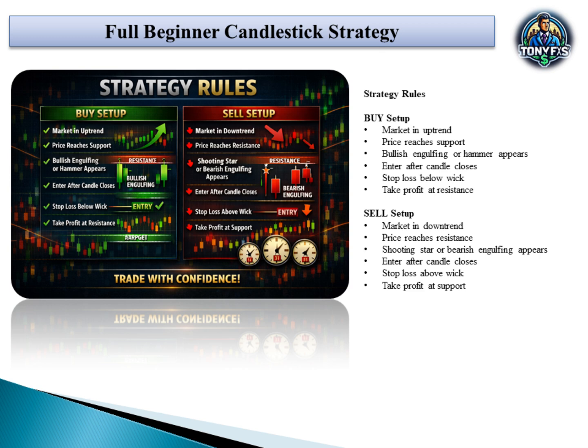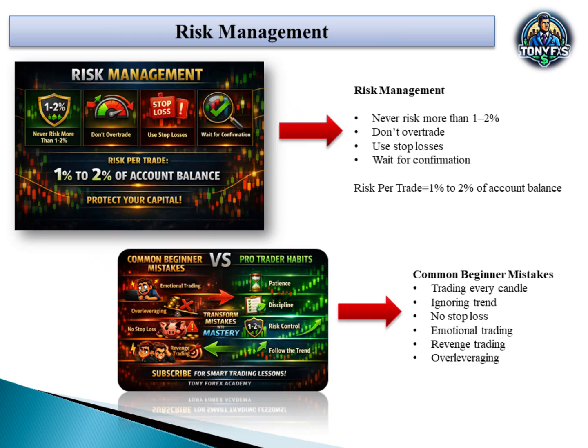Once you see this forming near your resistance level, step 4 comes in: enter after the candle closes. Then step 5, place stop loss above the wick. Right, then the last step is take profit at what level? At support. So the most important part of trading also is risk management. Okay, now listen carefully, because this section can save your trading account.